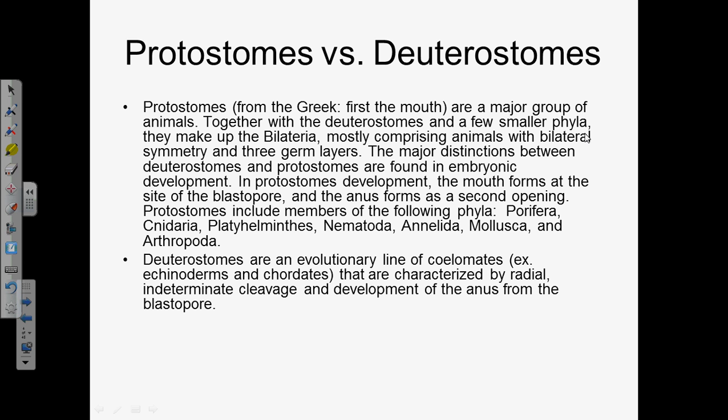And there's something incorrect technically on here. Really, the protostomes are these three groups of animals. The annelids. By the way, what are annelids?